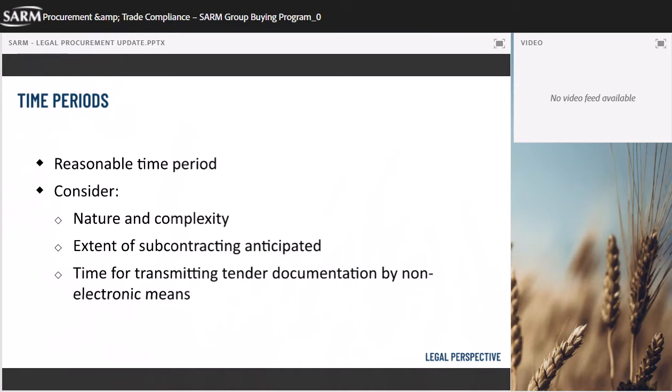Now, we've started to specify in our documents the requirement that submissions be made by non-electronic means. But if you are putting something out there and that's not specified, then you want to allow for that opportunity for mail or parties coming in to drop off their submissions.